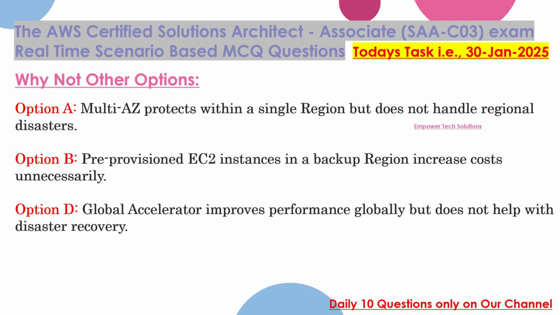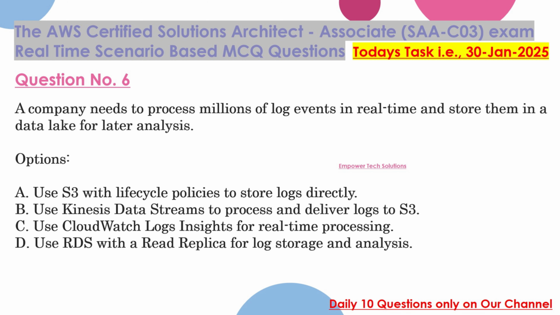Why not other options? Option A, multi-AZ protects within a single region but does not handle regional disasters. Option B, pre-provisioned EC2 instances in a backup region increase costs unnecessarily. Option D, Global Accelerator improves performance globally but does not help with disaster recovery. Question 6. A company needs to process millions of log events in real time and store them in a data lake for later analysis.